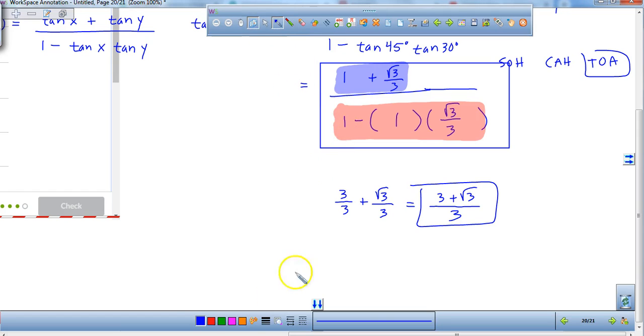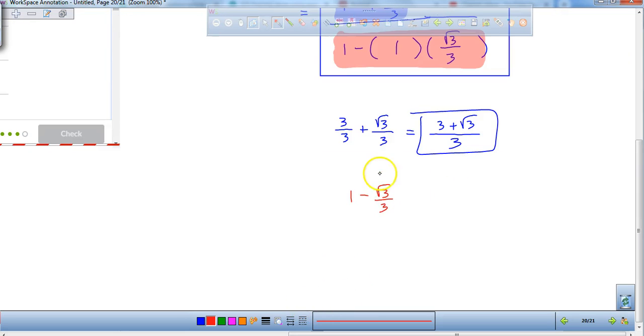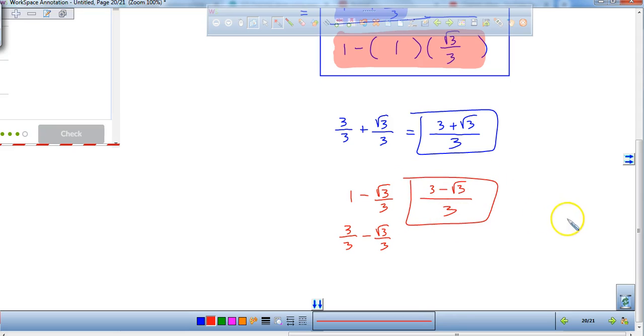Okay. So here we go. In red. My hand's starting to get tired from writing on this board. Here we go. 1 minus a radical 3 over 3. Well, how do I do 1 minus a radical 3 over 3? Got to do 3 over 3 minus a radical 3 over 3, which becomes 3 minus radical 3 over 3. So that is in the denominator.